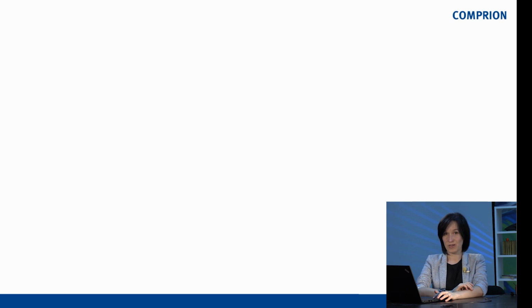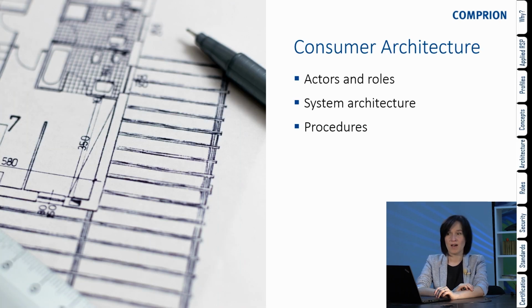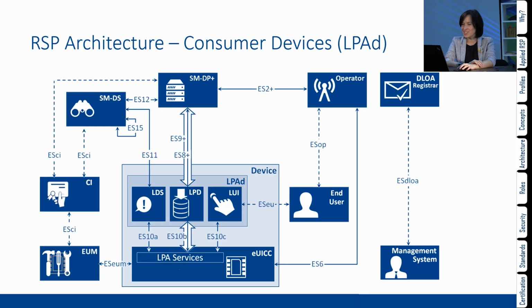Okay, ready? Consumer devices architecture. We'll talk today about the actors and roles, the system architecture and the procedures. Don't be afraid. The architecture looks quite complex, but it's actually simple. The main component in this architecture is the device, a device with a specific component, but if you see it all at once, it makes it a bit simpler. And please consider, to simplify the process, the right part.